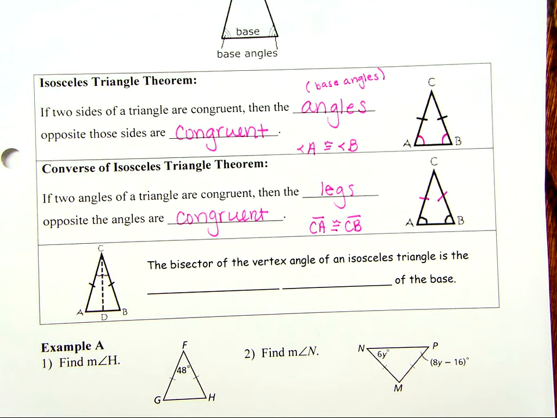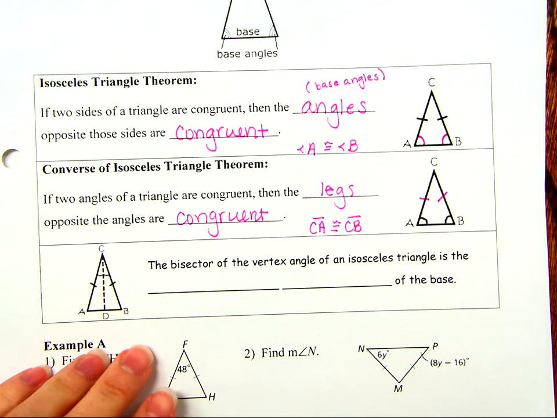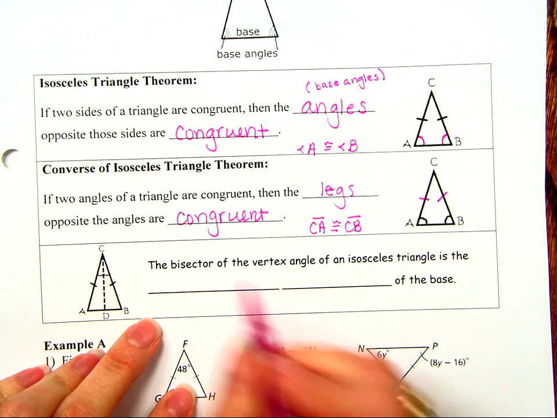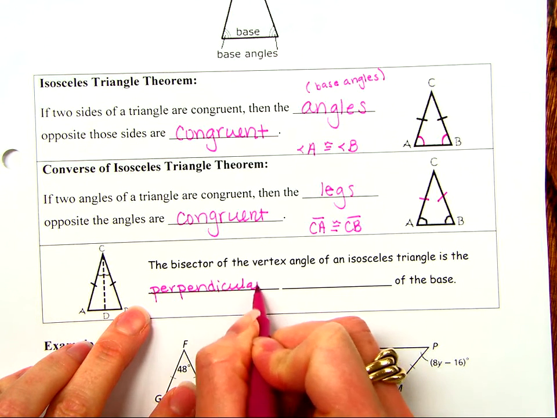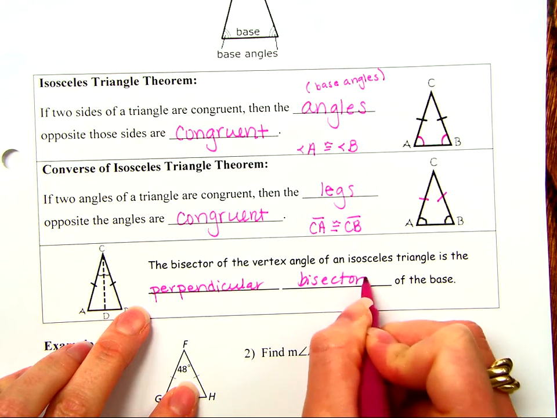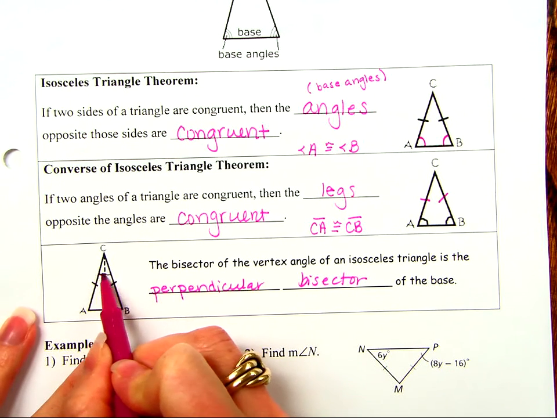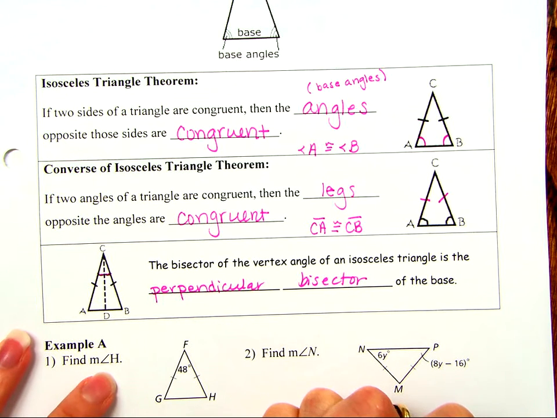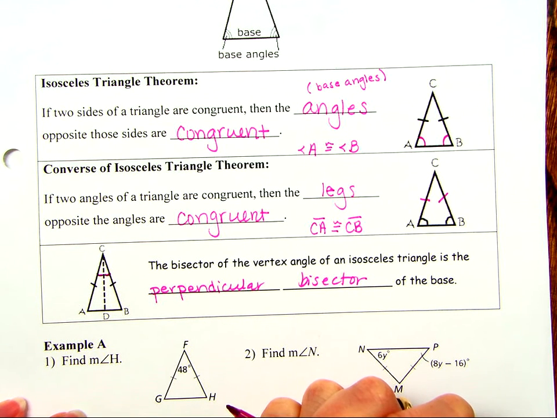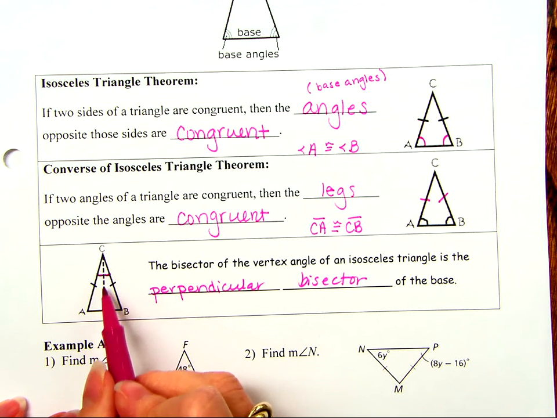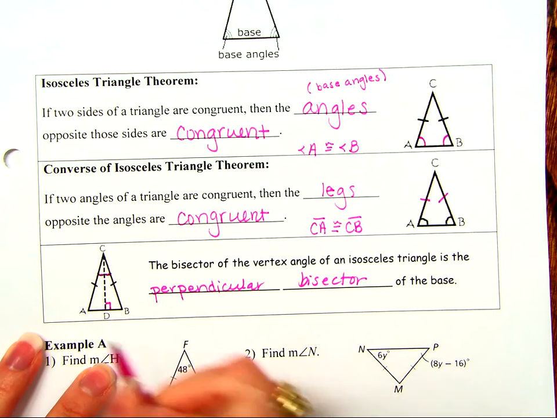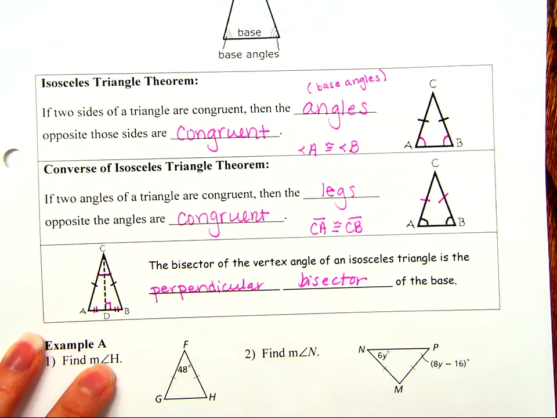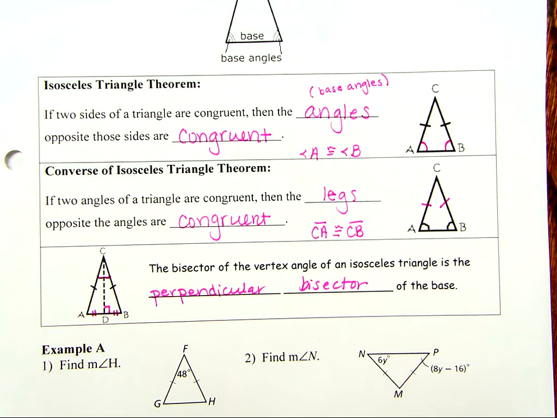And finally, the bisector of the vertex angle of an isosceles triangle is the perpendicular bisector of the base. So as we look here, I can see that my vertex angle is being bisected. Therefore, this segment is also going to be the perpendicular bisector of the base, meaning it's going to meet it at 90 degrees and it's going to bisect. Therefore, we would know point D is a midpoint.